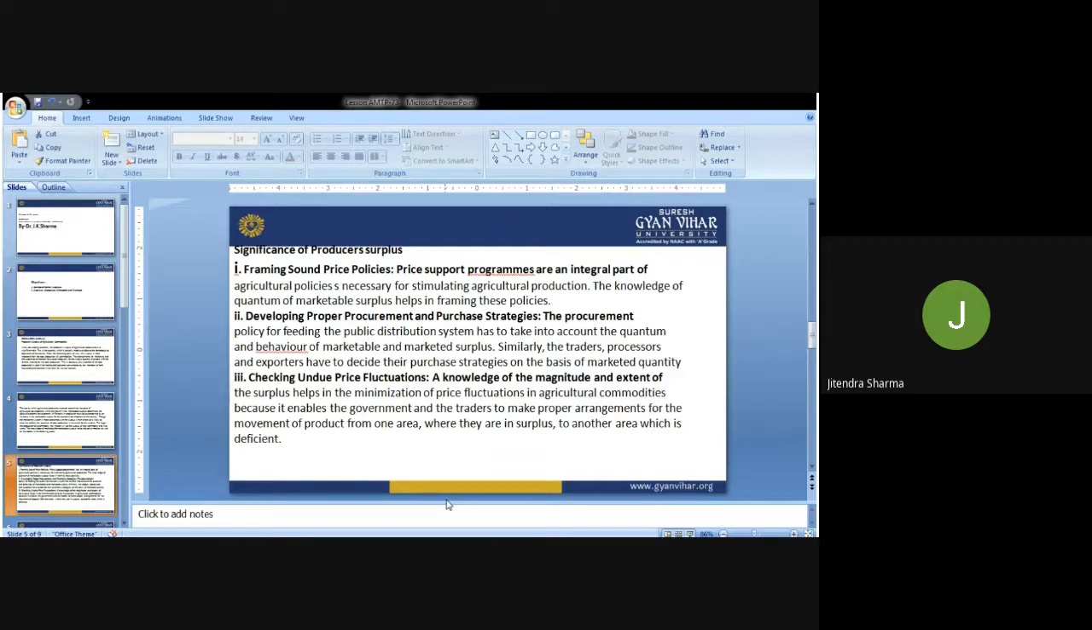That is why it is very important that the government takes care of the farmers. So checking undue price fluctuation: a knowledge of the magnitude and extent of surplus helps in minimizing price fluctuation in agricultural commodities, because it enables the government and the traders to make proper arrangements for the movement of product from one area where there is surplus to another area where there is deficiency. So these are the three important things, and the fourth we will see in the next slide.